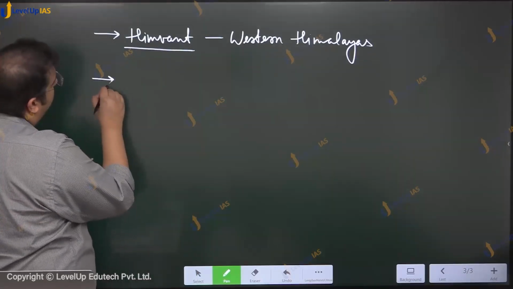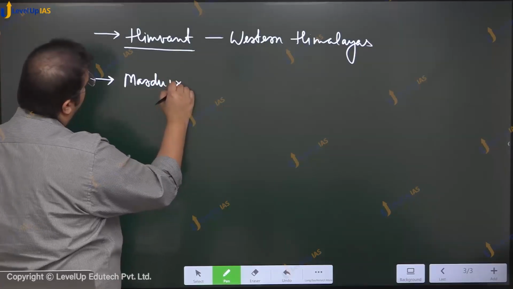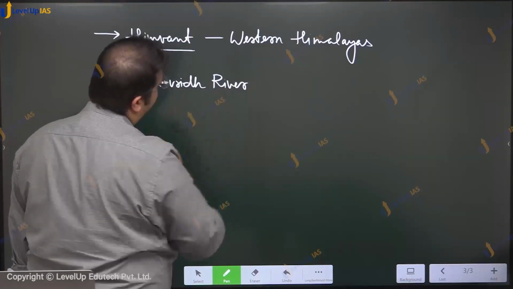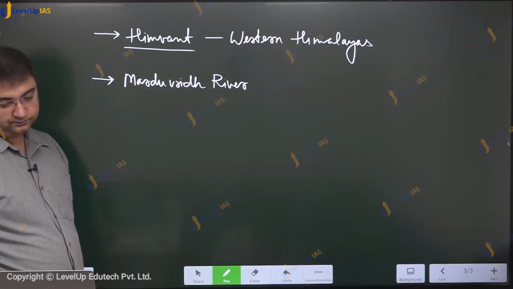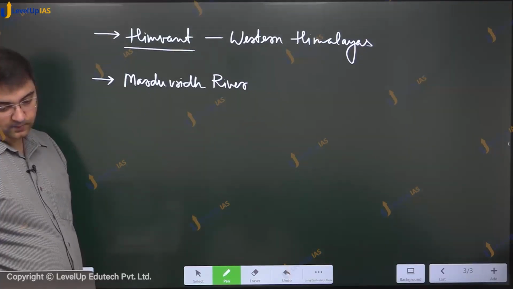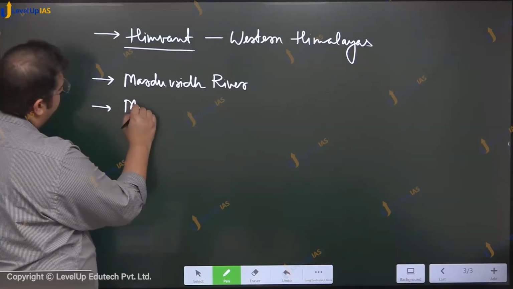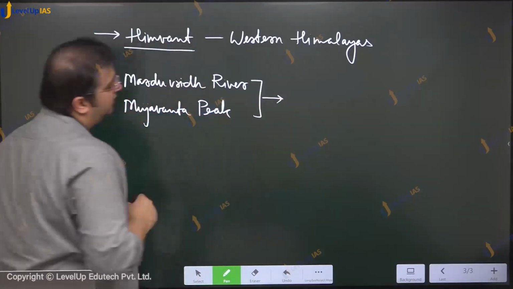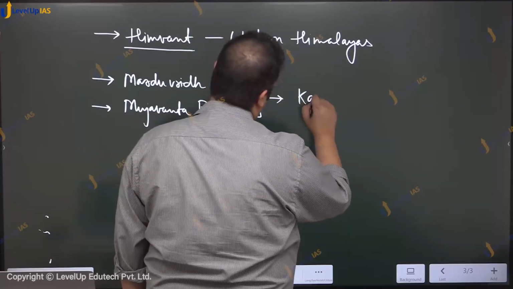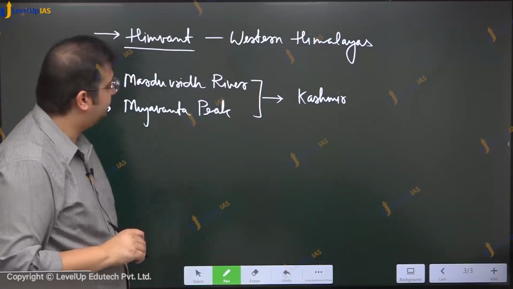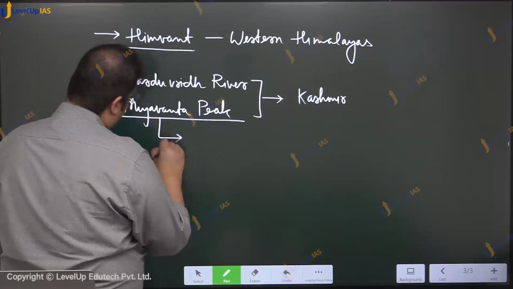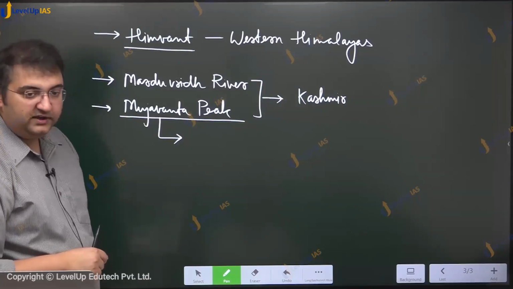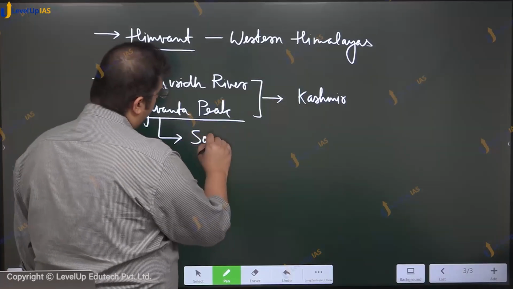We also have reference to the Marduvridh river and the Mujvant peak. They are believed to be references to Kashmir. In fact, the Mujvant peak is often mentioned in the 9th mandala of the Rig Veda. The 9th mandala of the Rig Veda is dedicated to Soma.